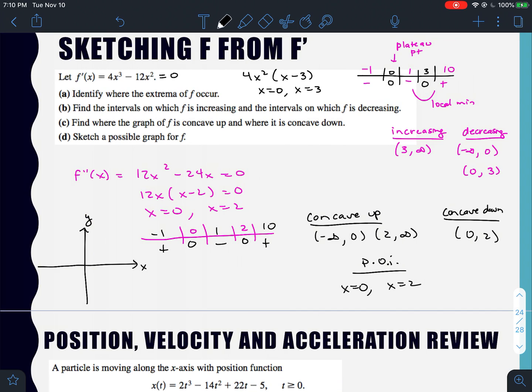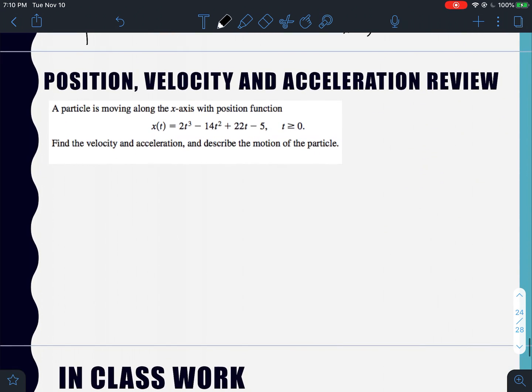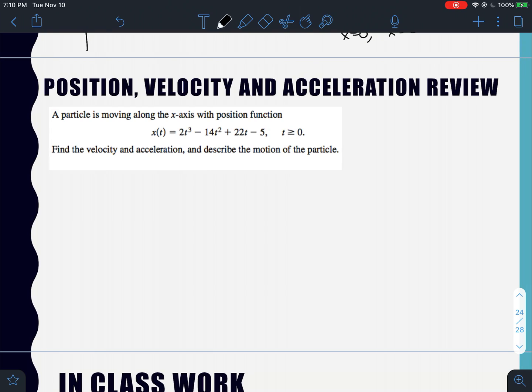Go ahead and see if you guys can use that information to sketch a picture of the original function, and you guys can check your sketch against our finished notes from class today.